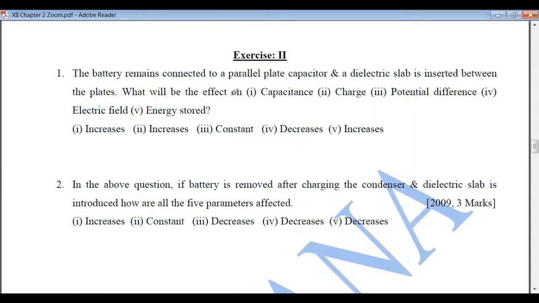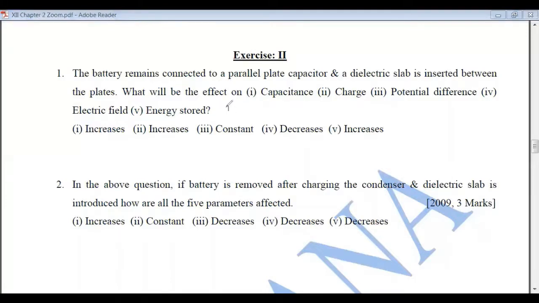Whenever the battery remains connected to a parallel plate capacitor, the potential difference between the plates will remain constant. And if the battery is removed, then whatever charge is accumulated on the plates of the capacitor, the charge remains constant. Here it is given that the battery remains connected. It means the potential difference between the plates will remain constant.